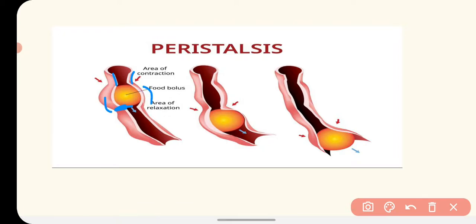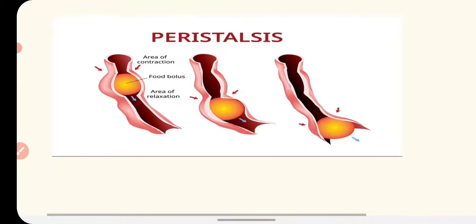So a wave-like contraction and expansion occurs, and that movement is called peristalsis. This peristalsis is responsible for pushing the food downward into the food pipe, and that's how the food goes from the esophagus to the stomach.